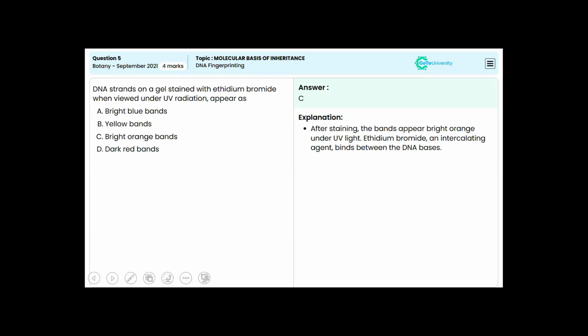We'll go for some questions over here. So yeah, this is from September 2021, botany, question number 5. The question is: DNA strands on a gel stained with ethidium bromide, when viewed under UV radiation, appear as what? Is it bright blue, yellow, bright orange, or dark red? The correct answer is option C, because after staining, the band appears bright orange under UV light. With staining, it is ethidium bromide staining. It is an intercalating agent which binds between the DNA bases. So it is a direct, easy question.